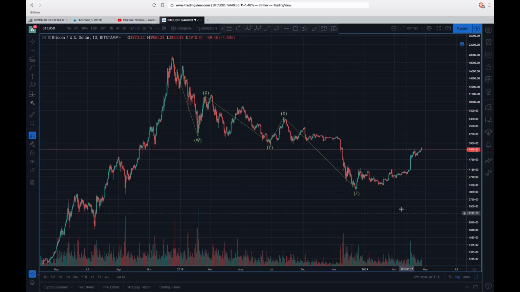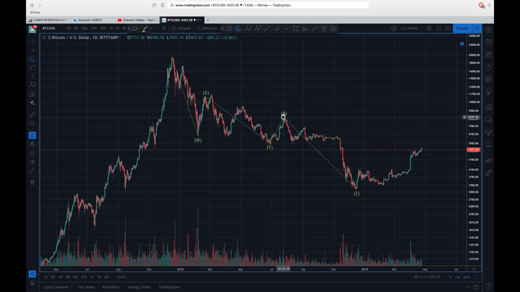But assuming that the Z did finish there, then what we would look for is an ABC in this Z right here, because there are three waves in every one of these, in the W, the Y, and the Z. So in the W we had an A, B, C. In the Y, we had an A, B, C, and now in the Z, we'll have an A, B, C. So is it an A, B, and then this C all the way down?